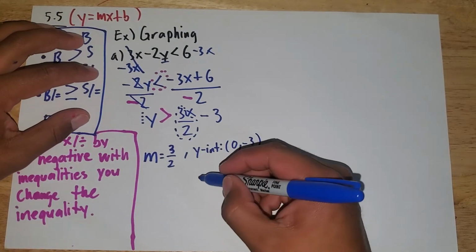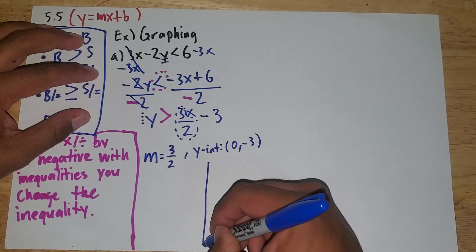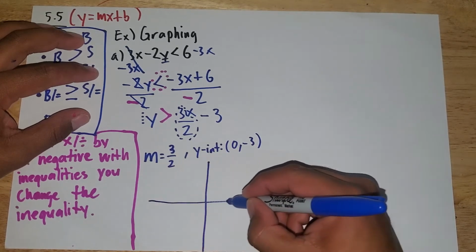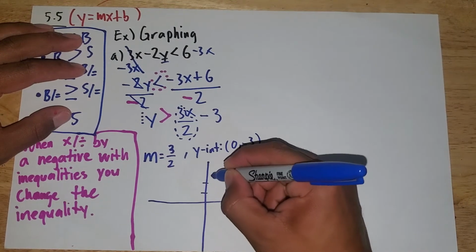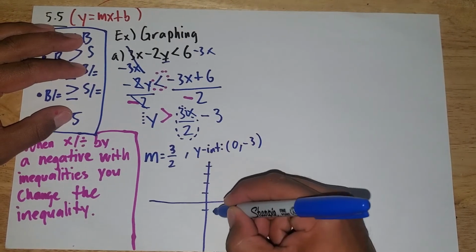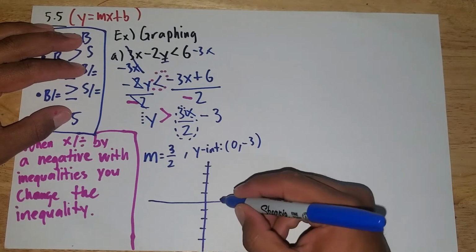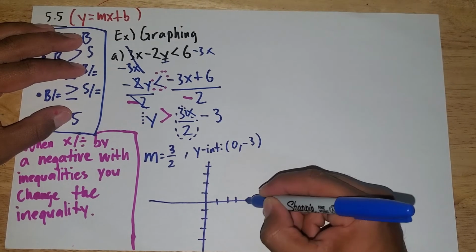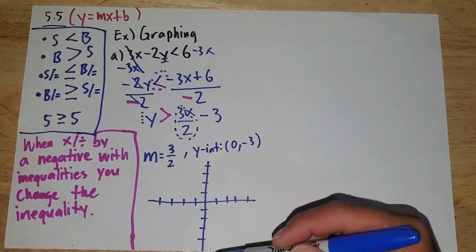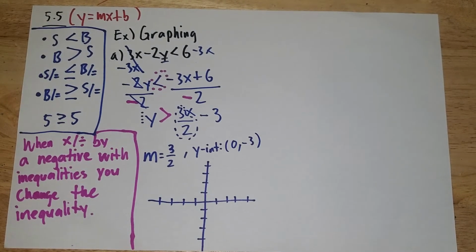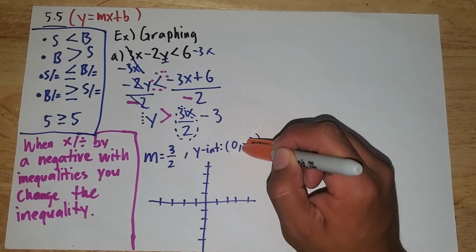Now, I can graph. Hopefully there's a big enough graph here that you'll be able to see. So 1, 2, 3, 4. 1, 2, 3, 4. 1, 2, 3, 4. 1, 2, 3, 4. Hopefully you can see my tally marks without me having to label them.